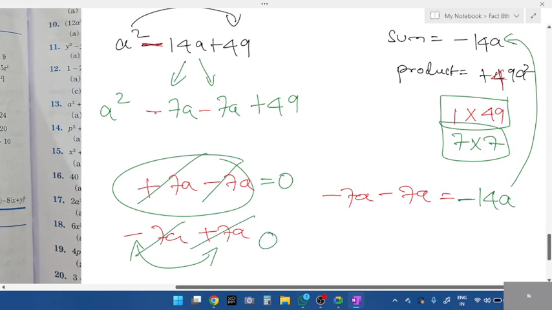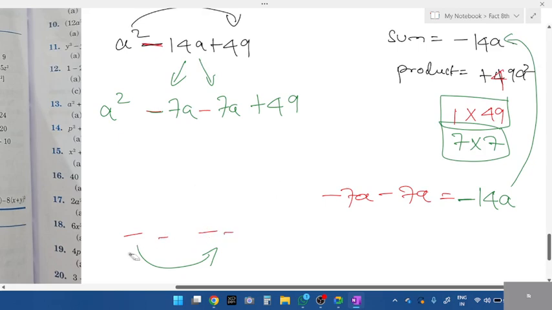Yes. So this is the combination you have to follow, students. When minus is given, both the values are the same. 7 and 7 both are the same. You have to take minus for both.